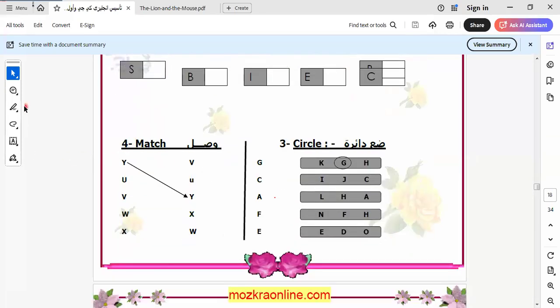Here we have capital letters. Here is Y and y, U and u, V and v, W and w, X and x. Here we have G. Here are the letters, and I select the suitable letter. C. Which one is C? This one, A. This is the suitable letter. F in the middle, E in the first one. Okay, let's continue the rest of the exercise.